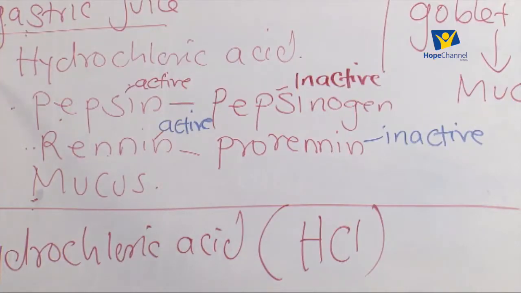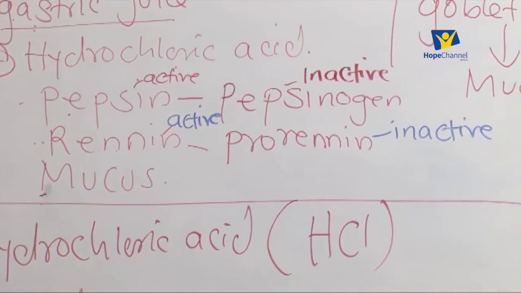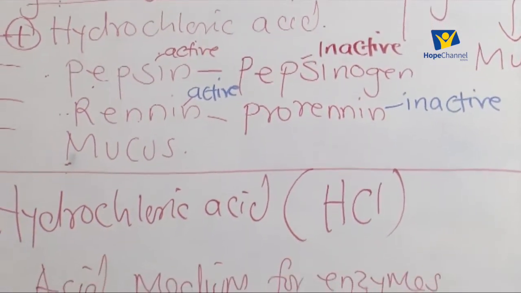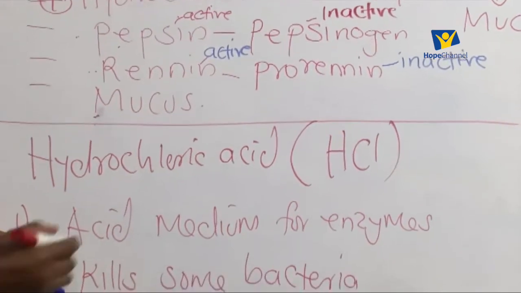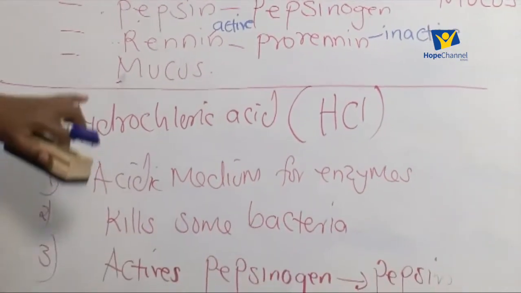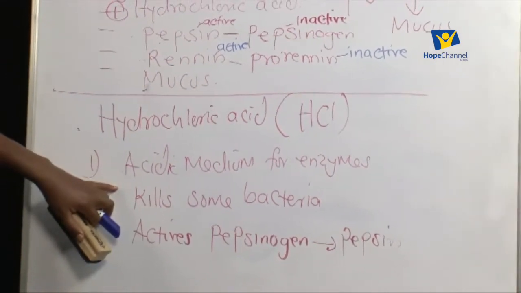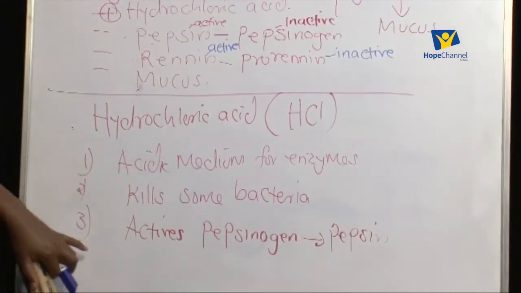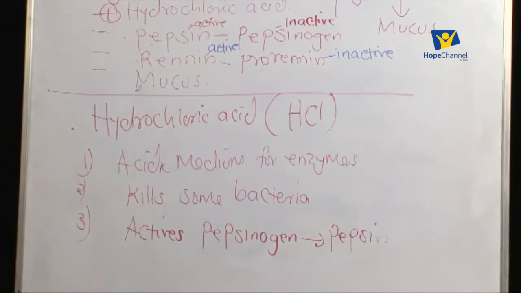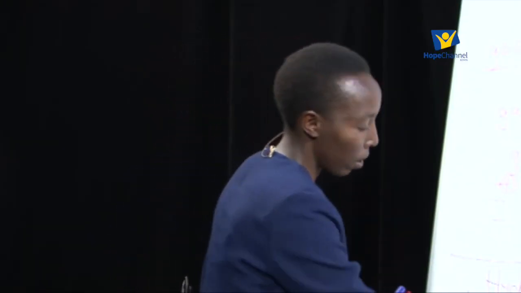We've said gastric juice consists of, number one, hydrochloric acid, which has three functions. It provides an acidic medium for the enzymes pepsin and renin. It kills some of the bacteria present in the food, and it activates pepsinogen to pepsin. That is the function of hydrochloric acid.